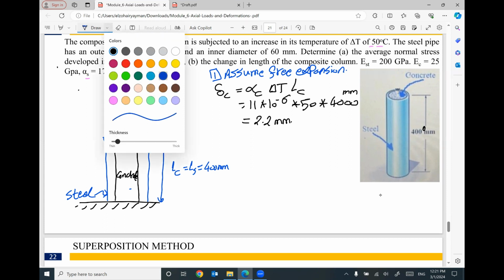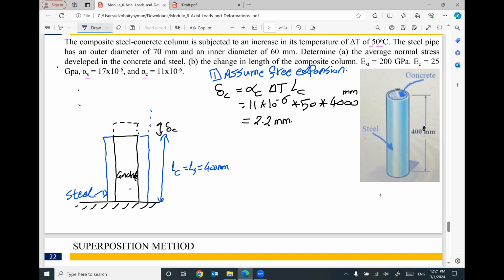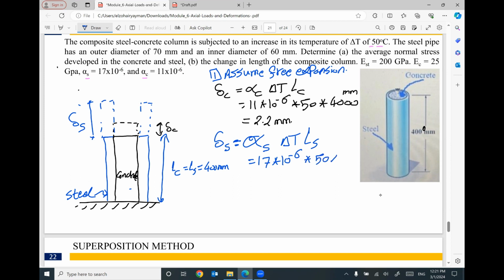I will assume also the steel will expand freely. So the steel will expand more. How much? Delta steel equals alpha steel delta T times L steel. Alpha of steel 17 times 10 to the power negative 6, times 50, times the same length 4,000 millimeter. It will be 3.4 millimeter.